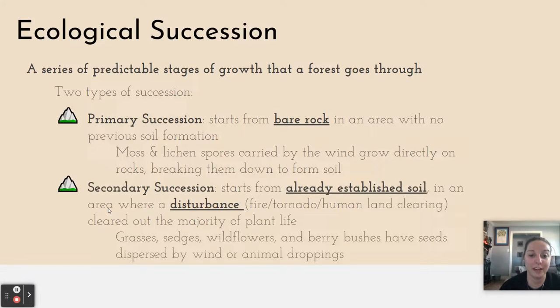And then we have secondary succession, which is going to start from already established soil in an area where there's been a disturbance, like a fire, a tornado, we've cleared land for agriculture. And this is going to clear out the majority of plant life. Now, for this one, instead of having to start with the moss and lichen, we're going to see plants like grasses, sedges, wildflowers, berry bushes. They're going to have their seeds dispersed either by the wind or animal droppings, and that will be the first species that we start to see there.